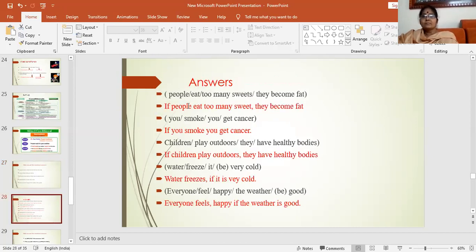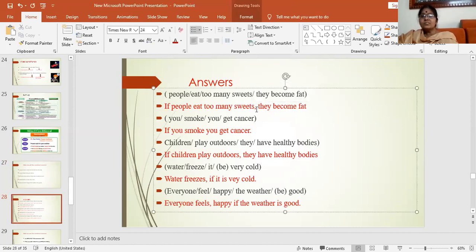Now look at this. People eat too many sweets, they become fat. The if condition is: if people eat too many sweets, they become fat, right? So something that will happen, right? You smoke, you get cancer. The answer is: if you smoke, you get cancer, right? Now look at this. If children play outdoors, they have healthy bodies.